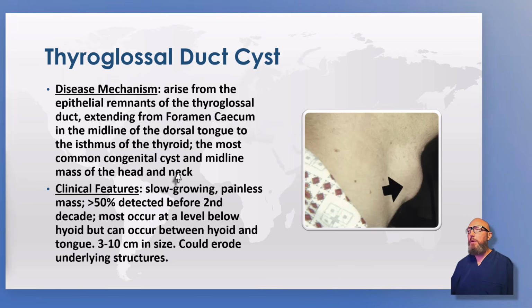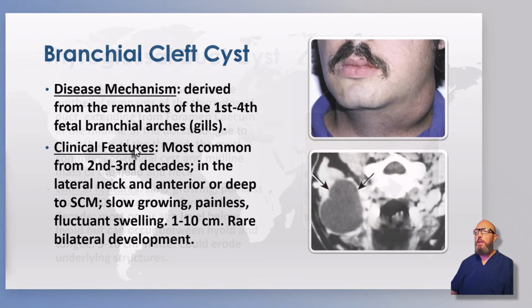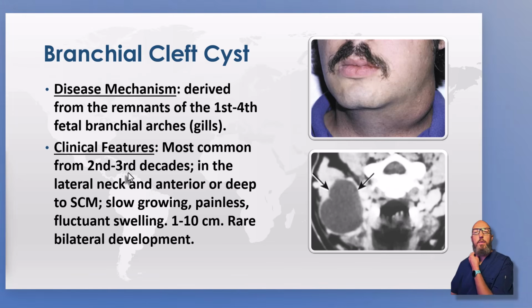And what's the big keyword here? Remember, location is everything. Midline of the neck, soft tissue growth. In a young patient, think thyroglossal duct cyst. And then this one is off-center. Think somewhere around the sternocleidomastoid. This is the branchial cleft cyst derived from remnants of the first through the fourth fetal branchial arches.